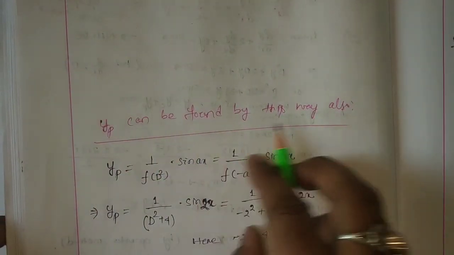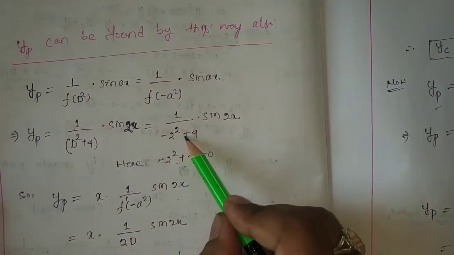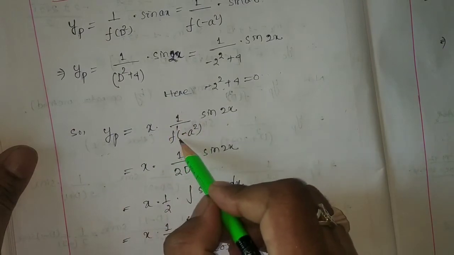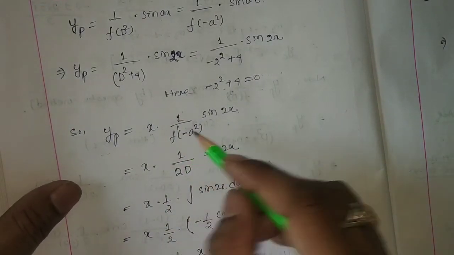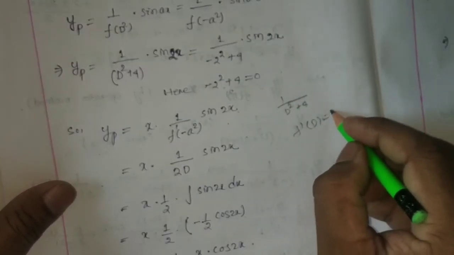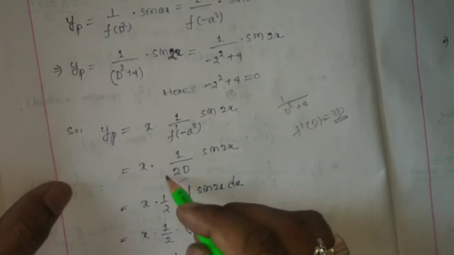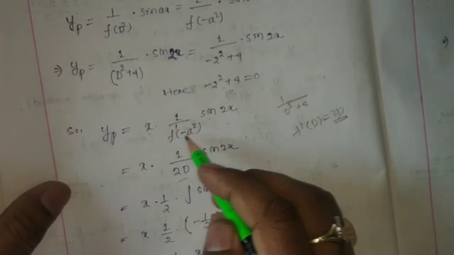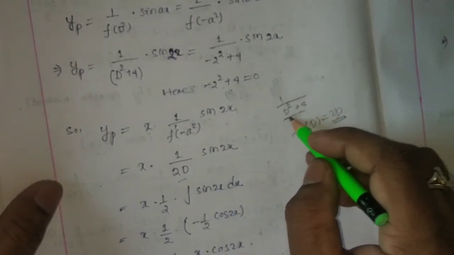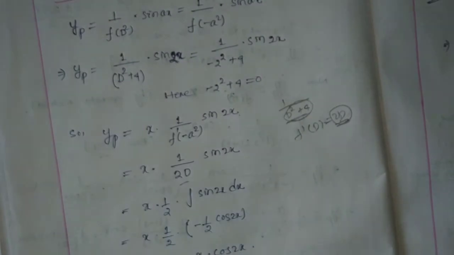yp can be found by this method: 1 by f of d square, sin x, 1 by minus a square, so here minus 2 square plus 4 sin 2x, and this is 0. So if this is 0, yp is nothing but x into 1 by f dash of minus a square, sin 2x. So f of d, as I told, is d square plus 4, so f dash d is nothing but 2d. But first we have to take the derivative of d square plus 4. If we consider the derivative, then it will be only 2d.